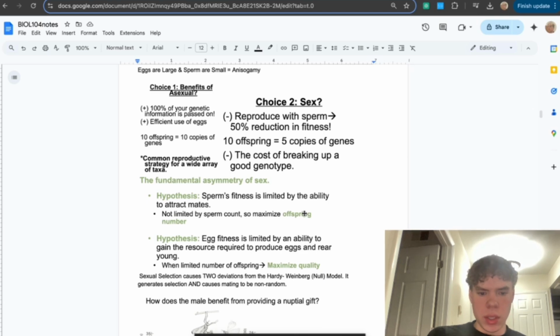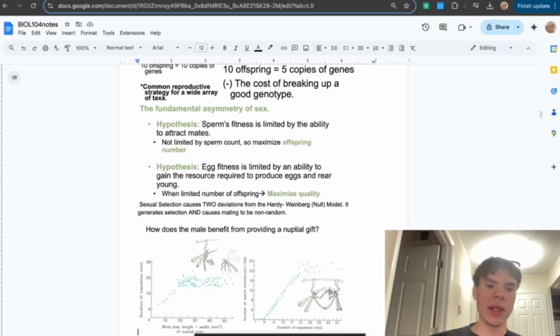Yeah, so sperm fitness is limited by the ability to attract mates, so they maximize offspring number, versus egg fitness is limited by the ability to gain the resources required to produce eggs and rear young, because there's a finite number of eggs in females, right? Even if you look at humans, the average woman can start producing as soon as they hit puberty, and then they go to menopause, versus men can pretty much reproduce their entire life. So the female's objective is to maximize offspring quality, while the male's objective is to maximize offspring number.